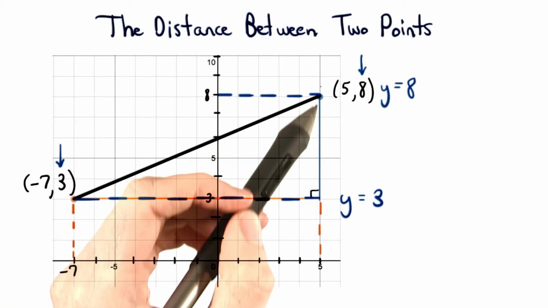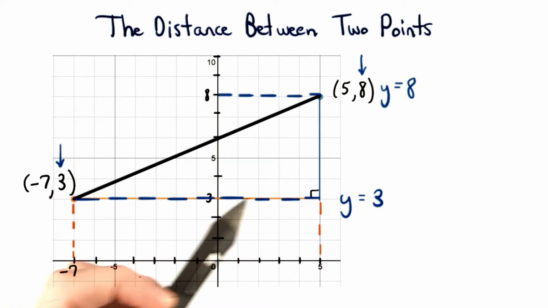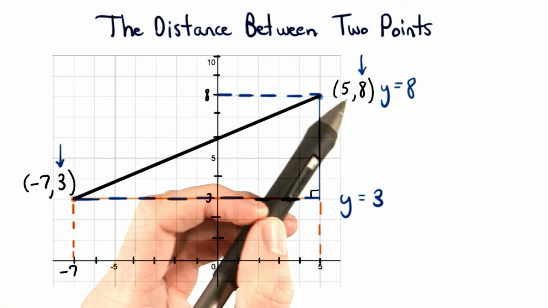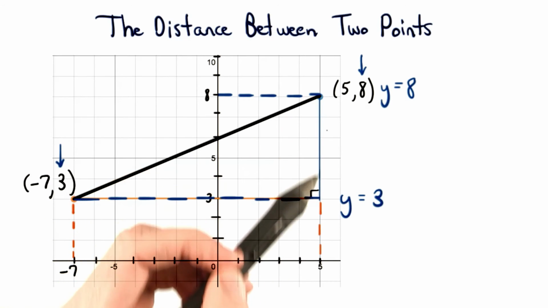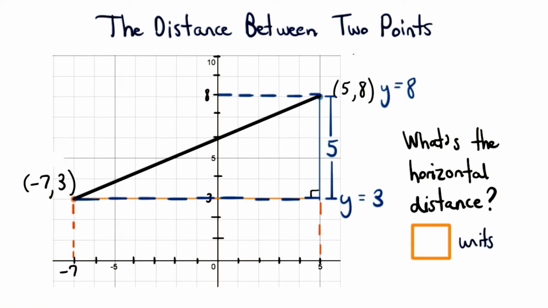We can think about this vertical distance as starting at y equals 3. Then it goes all the way up to y equals 8. So if we find the difference, or the amount between the y values, we'll get the vertical distance, which is 5 here. So knowing this, what do you think would be the horizontal distance? What's this distance?